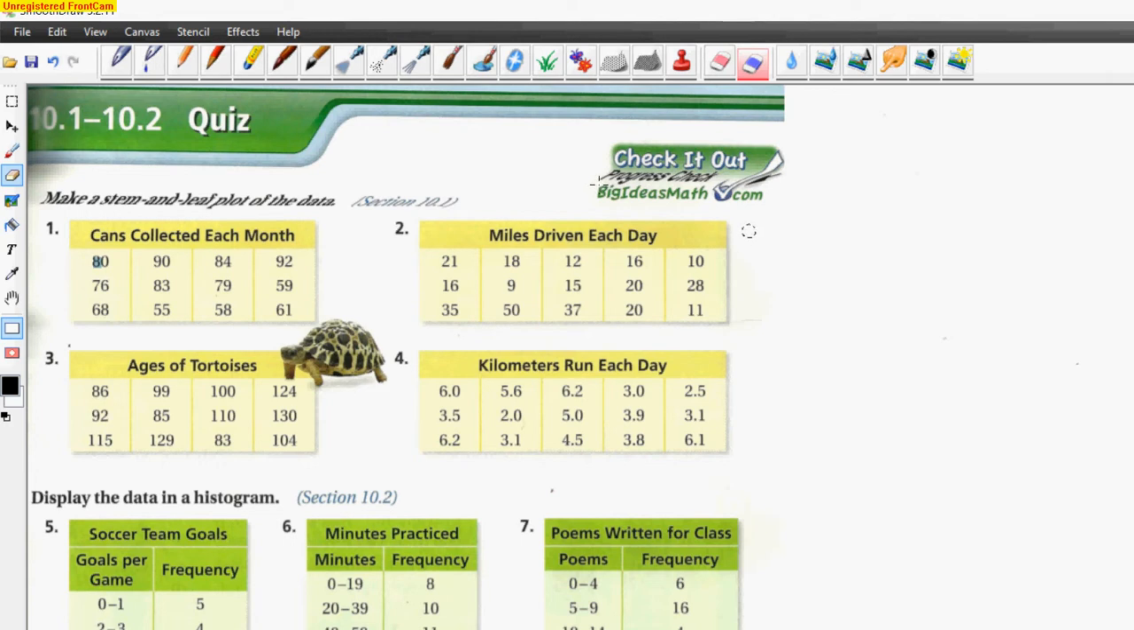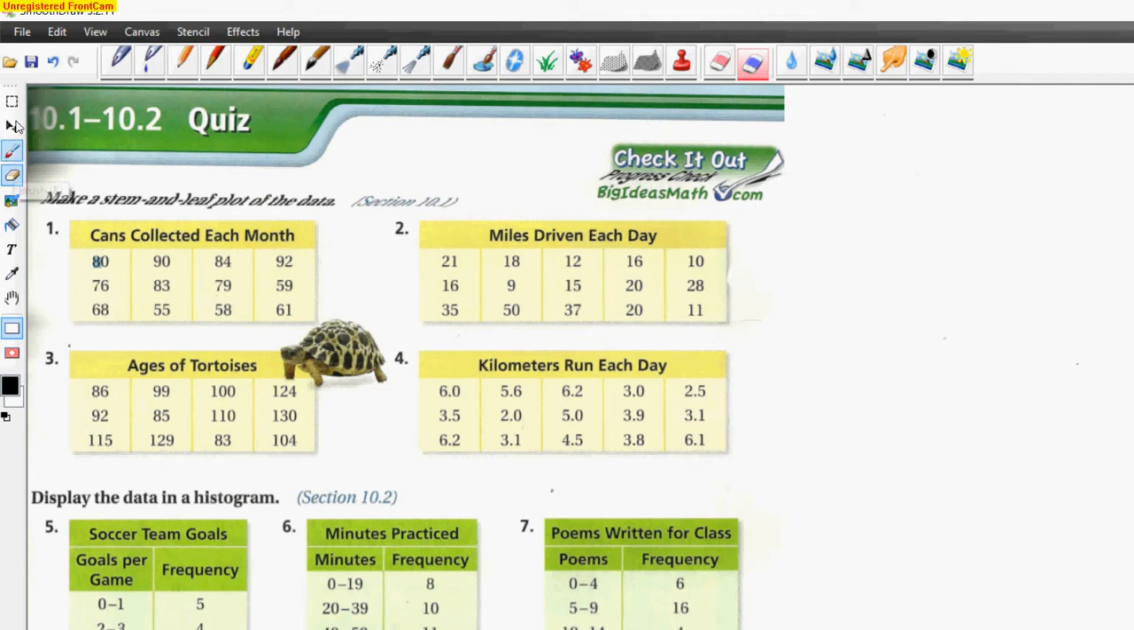It says make a stem and leaf plot of the data. We're sorry about the little smear as far as the data. When we were making a copy, we kind of moved it a little bit, but the other numbers are pretty good, at least the other topics are pretty good, I should say. So let's take a look at this. Number one, very, very simple. And we're going to go over it.